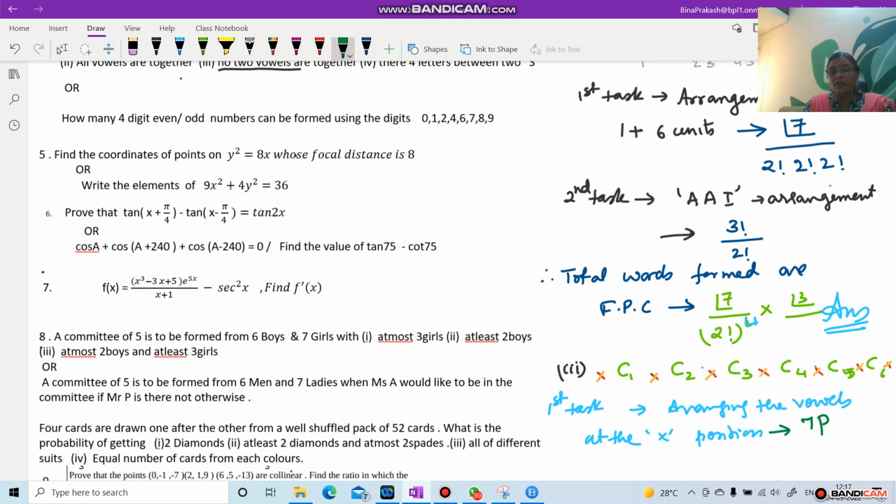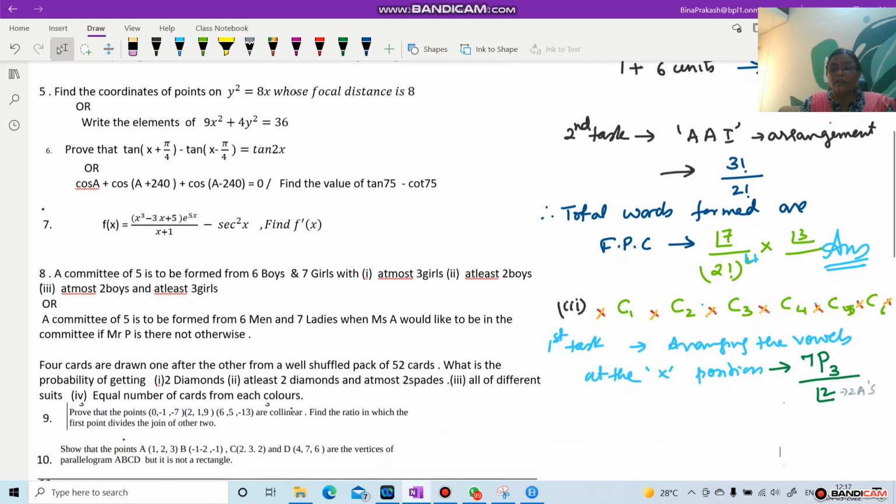There are only 3 vowels. So it is 7P3 upon 2 factorial for the 2 A's. It is divided by 2 A's. What is this meant for? This is meant for the two A's. Fine. Now we have settled the matter for the vowels.